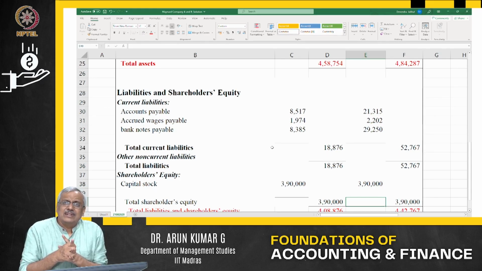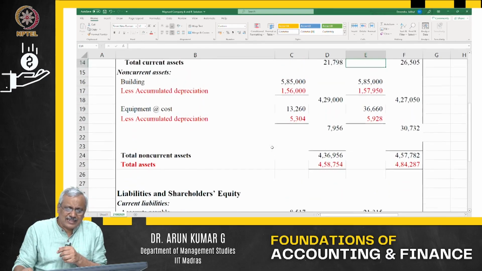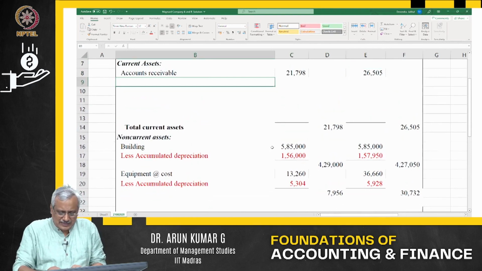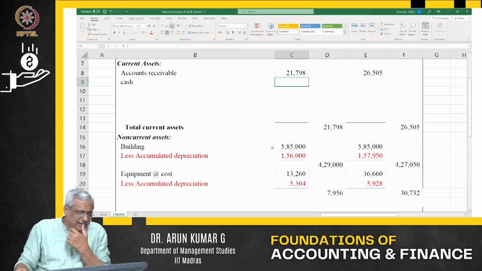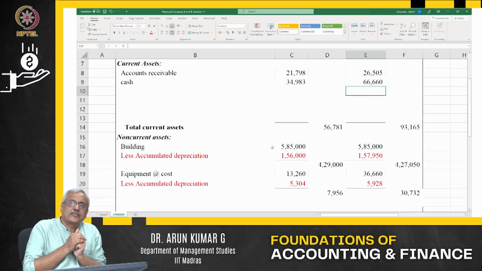Then what we have? Cash. Cash is obviously a current asset out there. I am just moving out here and then I will say cash. What is the cash that is there at the beginning? 34,983. What is the cash at the end of the period? That is about 66,660.